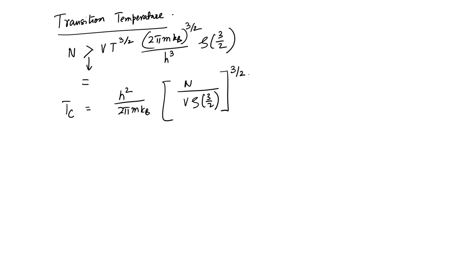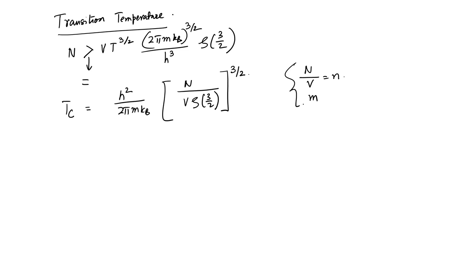What does it depend upon? It depends upon, of course, the mass of the particle, and so the mass of the bosons that we are talking about. N by V is nothing but called the density of particles, and of course, other fundamental constants such as H and K and so on. So, it depends upon, as I said, these two quantities.